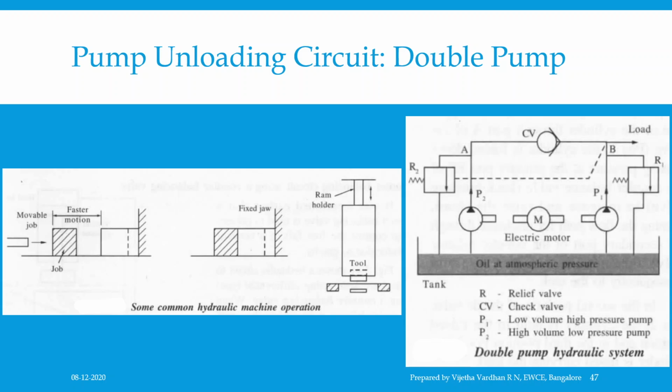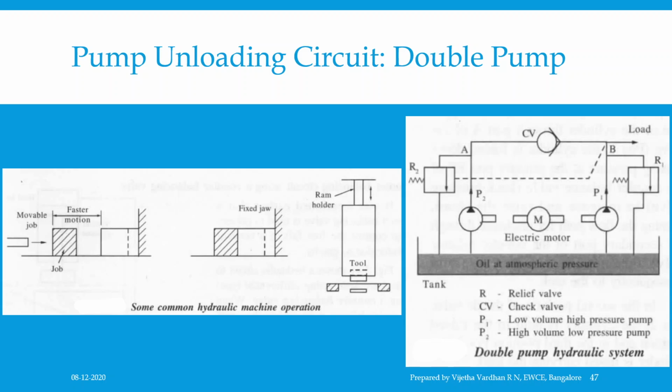Such a situation is true where the ram moves faster in the initial stage followed by slower motion. Such operations are common in hydraulic clamping, hydraulic forming, bending, shearing, etc., which you can see in the figure on the right hand side of the slide. Such operations can be carried out with the help of a variable displacement and variable torque hydraulic pump. This can be easily achieved with the help of two pumps with a common electric motor, which you can see in the figure on the right hand side.